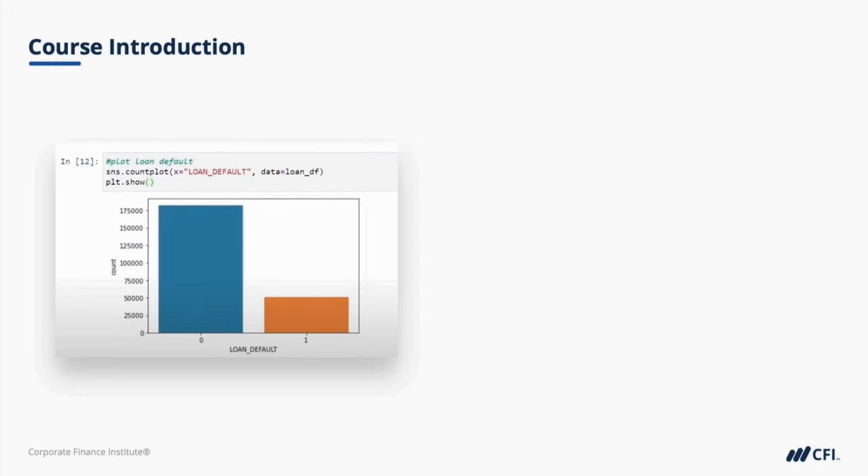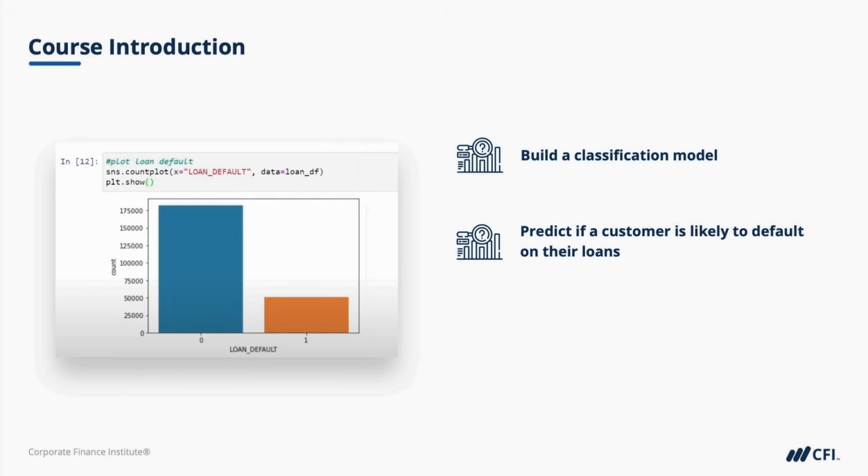In this course, we'll use Python to build a particular type of model called a classification model, which we will use to predict if a customer is likely to default on their loan payments. This information is important because it can be used to inform risk calculations and pricing decisions. Machine learning is not as scary as it sounds.